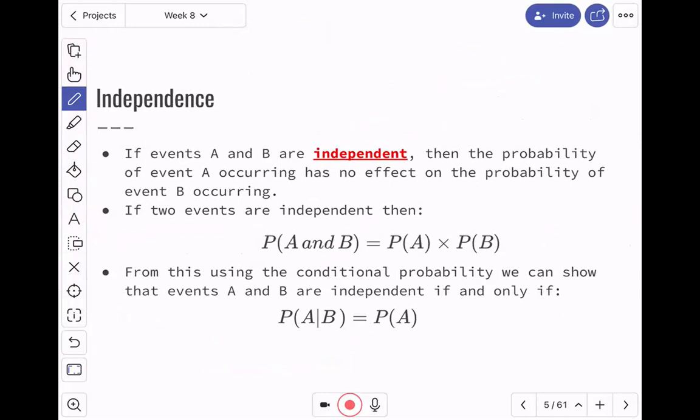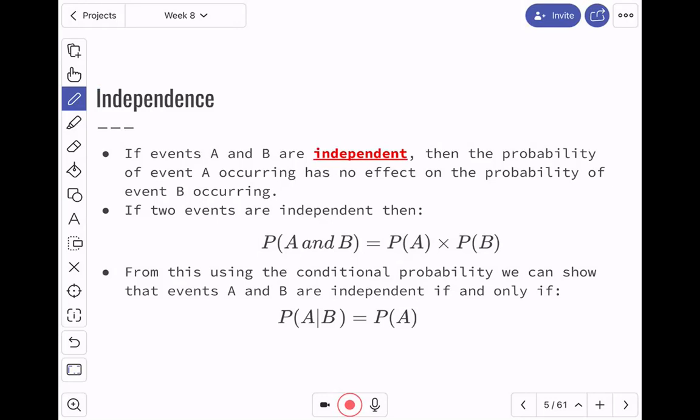Independence says that if events A and B are independent, then the probability of event A occurring has no effect on the probability of event B occurring, right? So if two events don't affect each other, they're what we call independent. Let me ask you a question. Does that mean those two events are mutually exclusive? Yes or no?